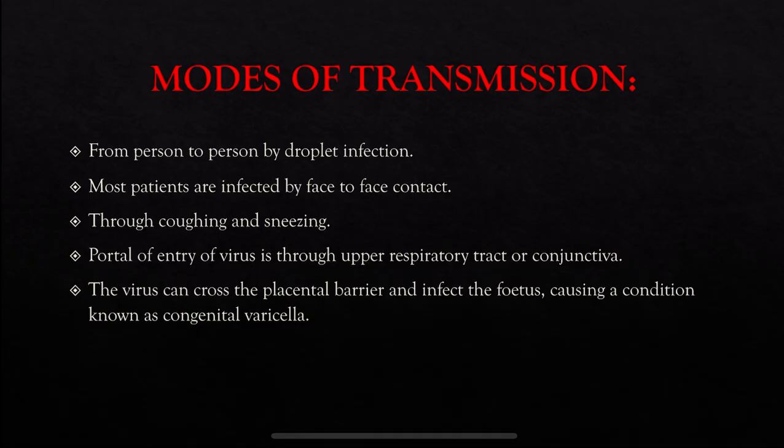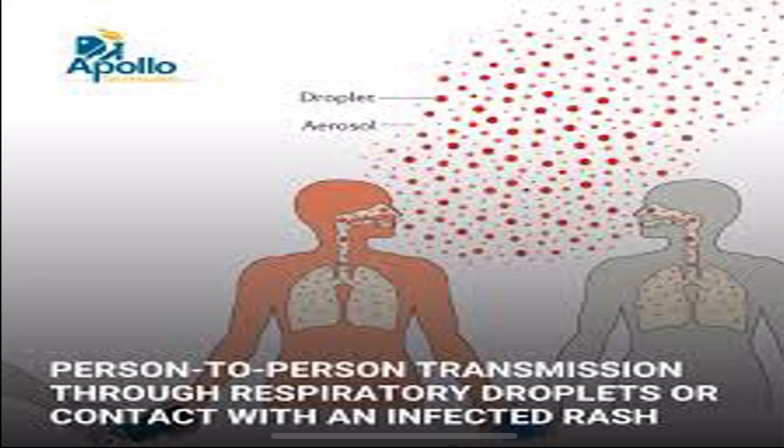Let's move further to the modes of transmission. How does chickenpox spread? From the intro part, we know 2 points. One, it spreads from person to person by droplet infection, and most patients are infected by face to face contact, and also through coughing and sneezing. The portal of entry of the virus is through the upper respiratory tract or through the conjunctiva.